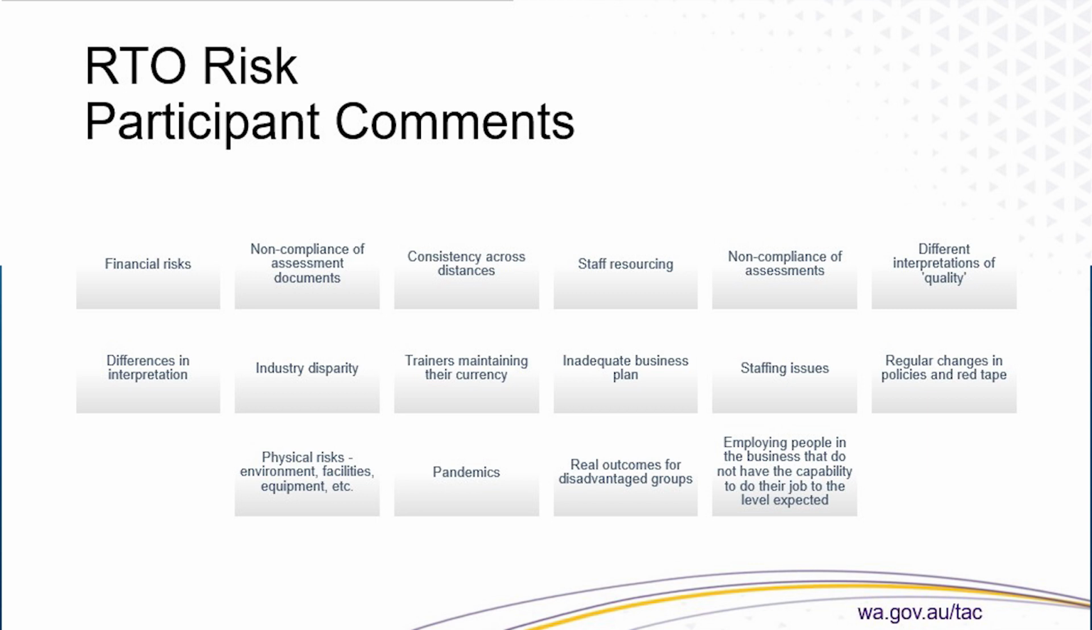Trainers maintaining their currency, that can be very hard. There are lots of industries where it is not easy for trainers to spend a lot of time in that industry, that there could be all kinds of privacy or competition type restraints that sit around that. Yes, an inadequate business plan. It's often one of the first questions I ask RTOs in audits: what's your plan? What are you trying to achieve? And it's interesting how many people can't answer the question. Staffing issues again, so that's a couple of times that has come up there.